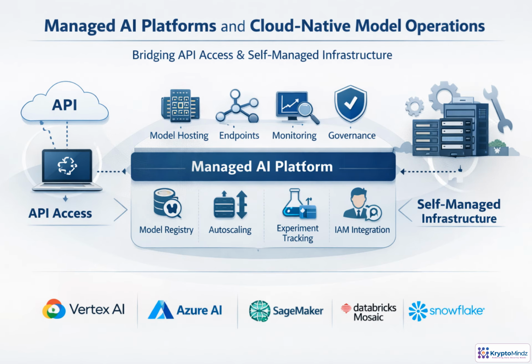Managed AI platforms occupy the middle ground between hosted model APIs and fully self-managed infrastructure. With a simple API, the provider owns most of the runtime. With self-hosting, your team owns the stack end-to-end. Platforms like Vertex AI, Azure AI Foundry, SageMaker, Databricks Mosaic AI, and Snowflake Cortex share that responsibility. They provide model hosting, registries, endpoints, auto-scaling, monitoring, IAM integration, and experiment tracking. The benefit is cloud-native governance with less platform engineering. The trade-off is vendor-specific workflows, dependency, less customization, and pricing that may be harder to predict.